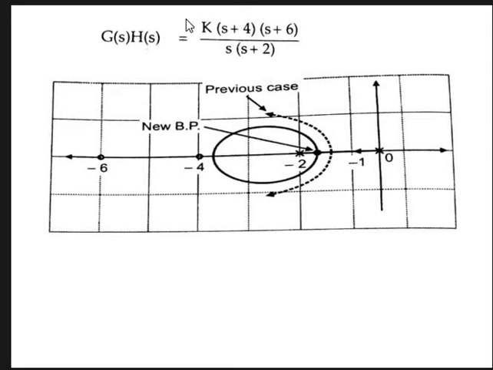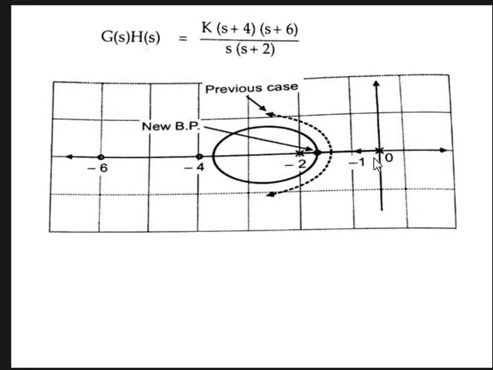So this is the root locus for this function. This dotted line is the previous root locus. This solid line is the present root locus. Comparing these two, the breakaway point, compared to the previous and present case, is moving away from the imaginary axis.